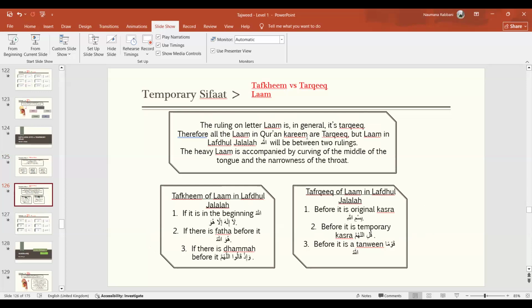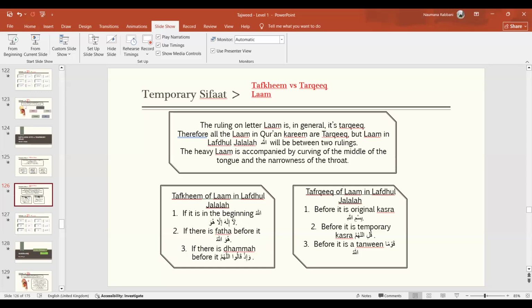The letter lam is generally tarqiq, light. We read all the lam in the Quran Kareem light, but only in lafzul jalala, Allah, there are two rules regarding it. Tafkhim: when we are beginning with the word Allah, with a fatha on it, we read it heavier. Allah, Allahu la ilaha illahu.